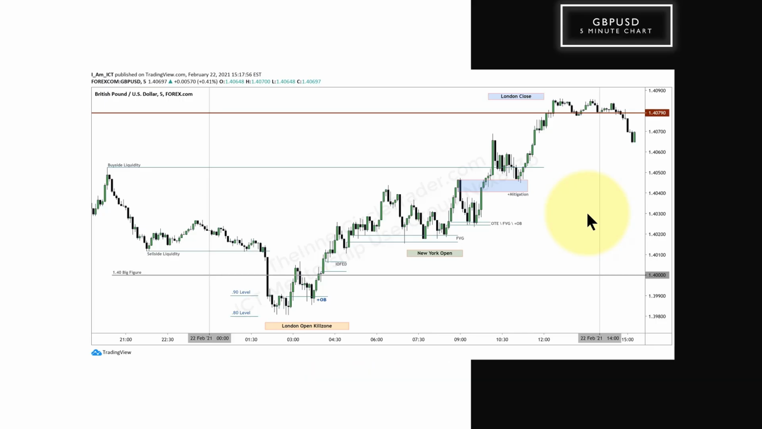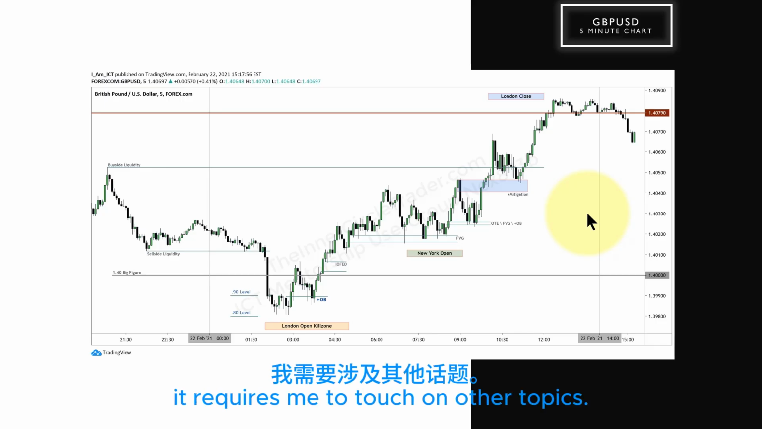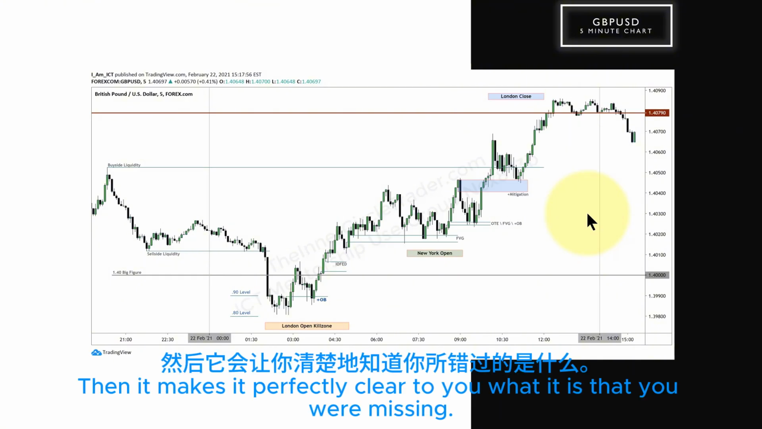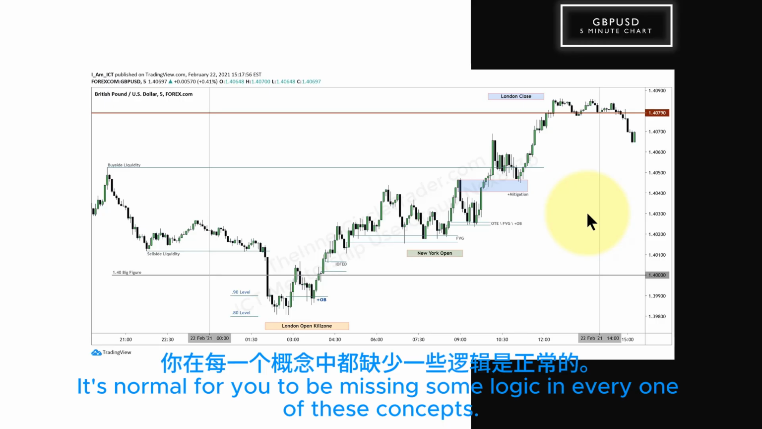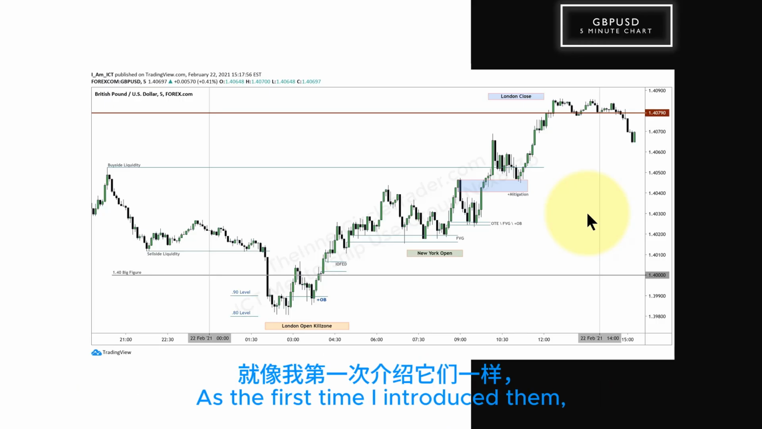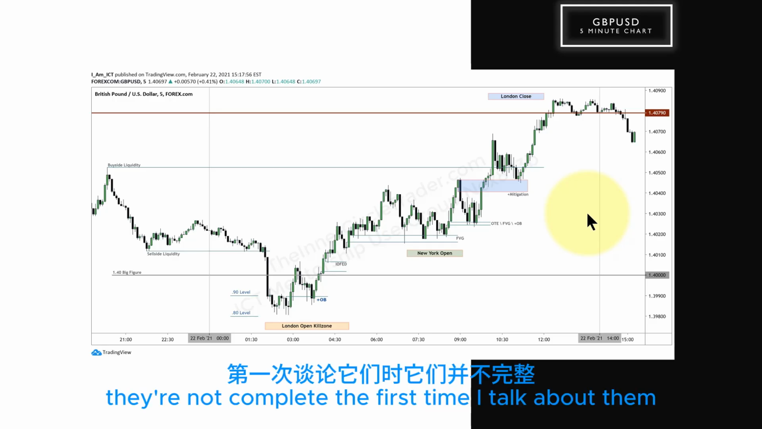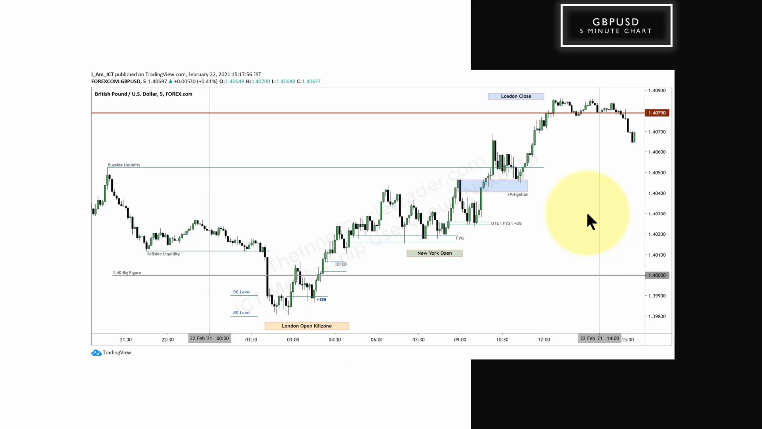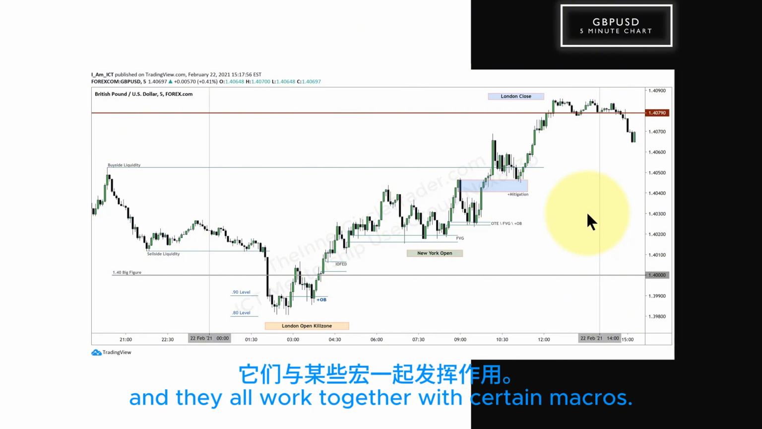I know it feels like I need to know this. You don't need to know it, because for me to answer it requires me to touch on other topics. Then it makes it perfectly clear to you what it is that you were missing. It's normal for you to be missing some logic in every one of these concepts. As the first time I introduce them, they're not complete the first time I talk about them, because it's a deep topic. They all work together, and they all work together with certain macros.